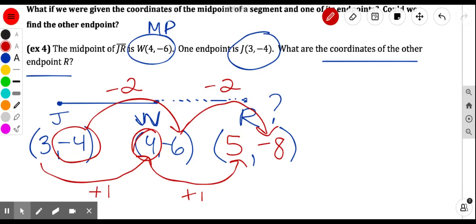So the midpoint values need to be right in the middle of the endpoint values. I think that's the easiest way to do it. I can show you guys again if you like, but that's pretty much it. So your answer here is (5, -8).